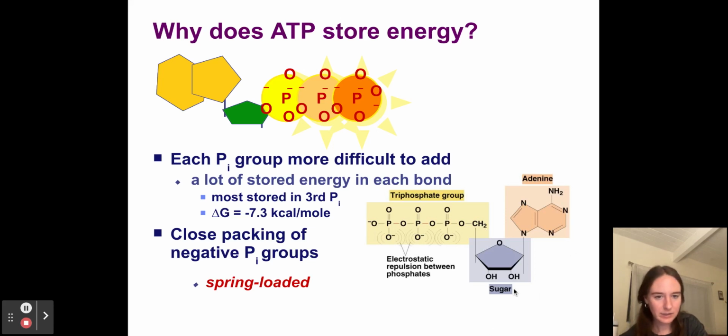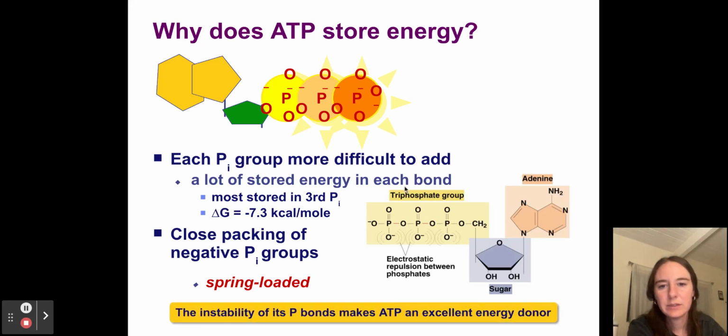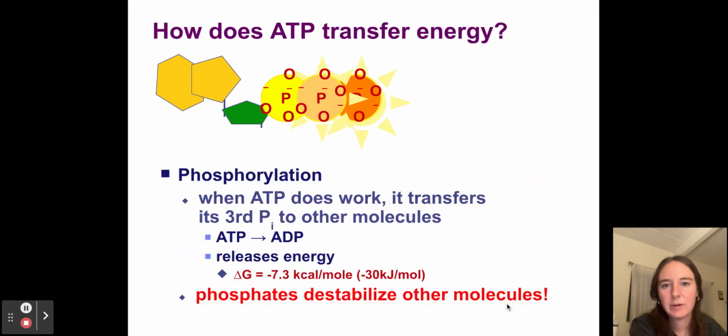And again, here's the explanation of why. So here's our sugar, here's our adenine base, and then here's our first phosphate group. So again, these oxygen atoms, they do not like each other. They're repelling. And so that repulsive force is a strong force that's going to want those molecules to separate and release a lot of energy. So again, we have really unstable bonds here. So ATP is an excellent energy donor, kind of like we just talked about.